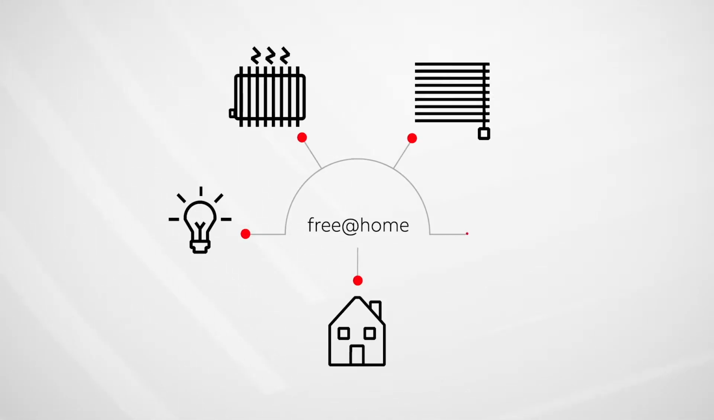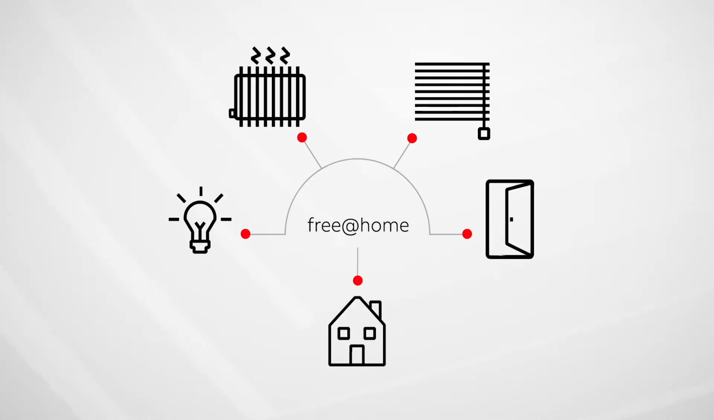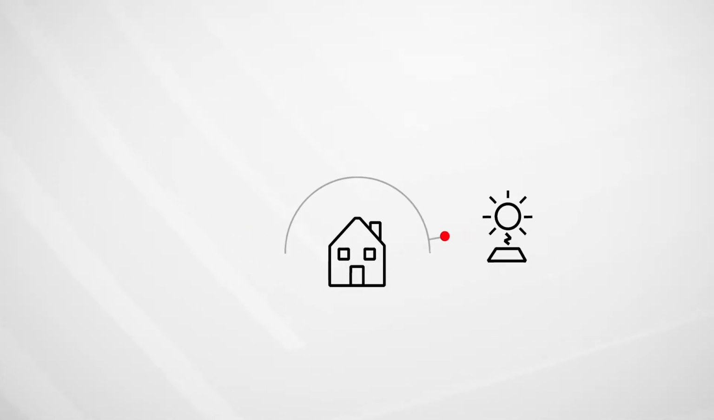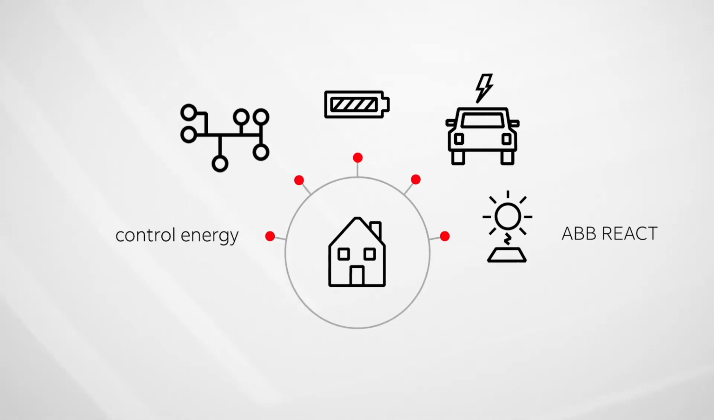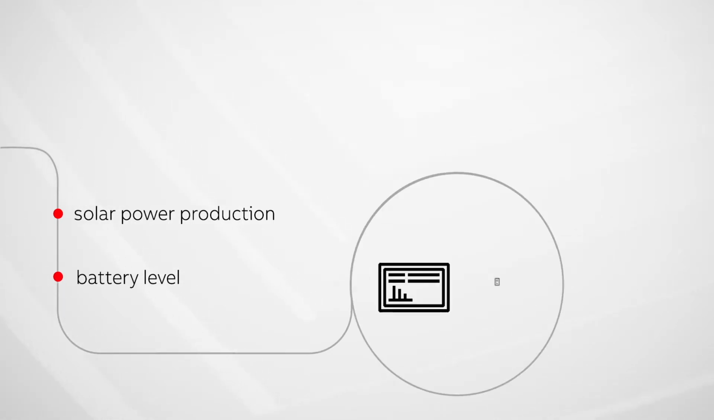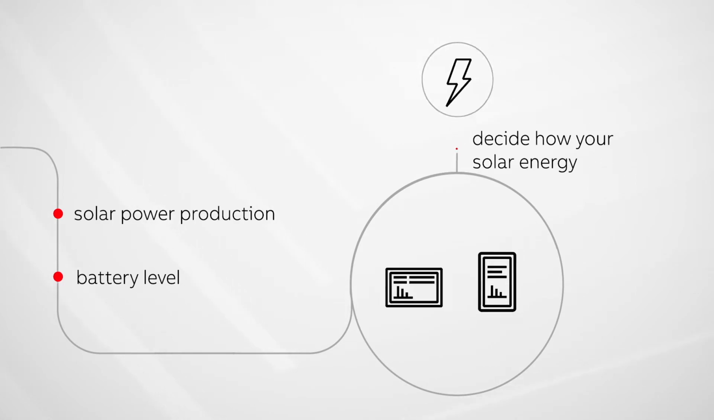With ABB Free at Home, we give you full control over light, heating, blinds, and door communication. If you combine it with our solar energy storage system, ABB REACT, you can even control how you use your energy. Because all data from the system, like the solar power production or battery level, will be added into the ABB Free at Home dashboard so that you can see and decide how your solar energy is used.